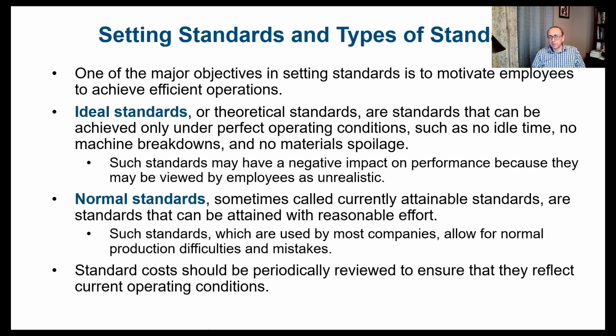Sometimes we call them the currently attainable standards, and these are standards that can be attained with reasonable effort. Such standards, which are used by most companies, allow for normal production difficulties and mistakes. Again, to be realistic, we don't live in a perfect world, so usually there are some errors, mistakes, production issues, things like that. And because of that, we set what we call the normal standard. Standard costs should be periodically reviewed to ensure that they reflect current operating conditions, because things can change from one day to another.